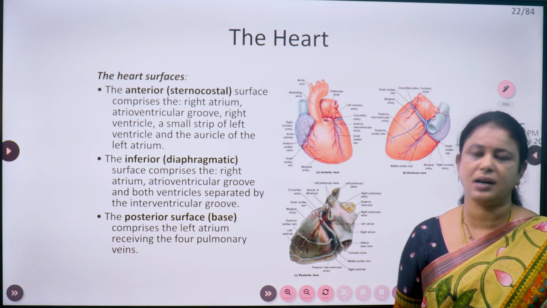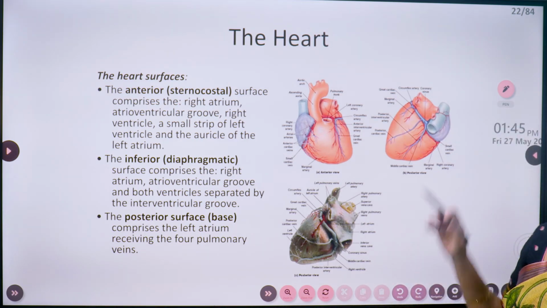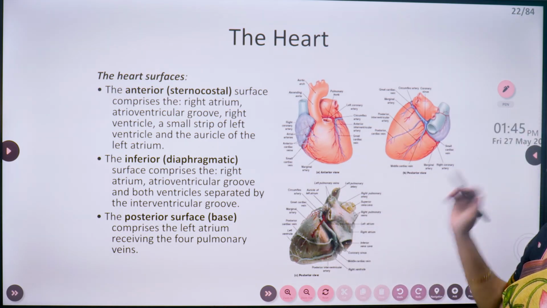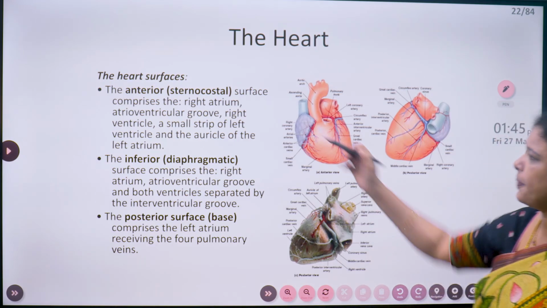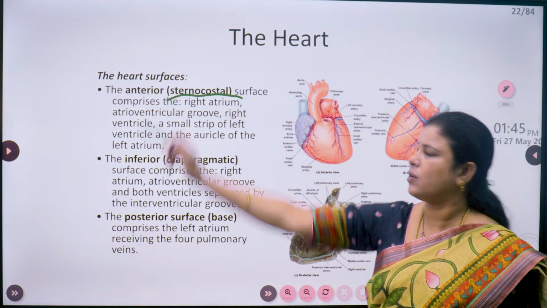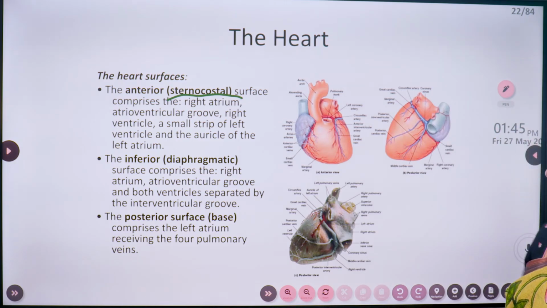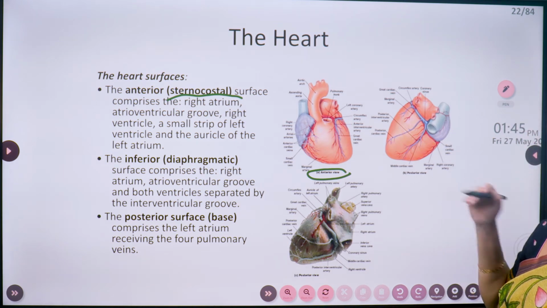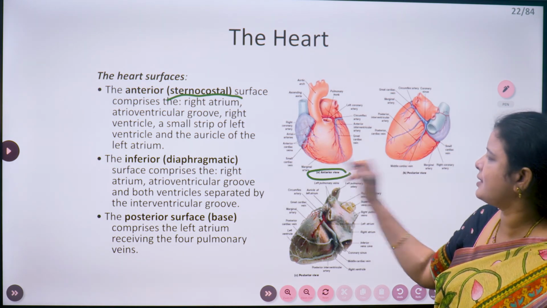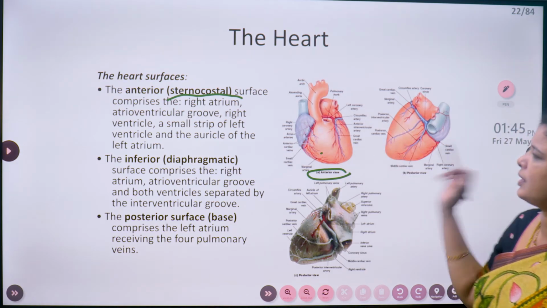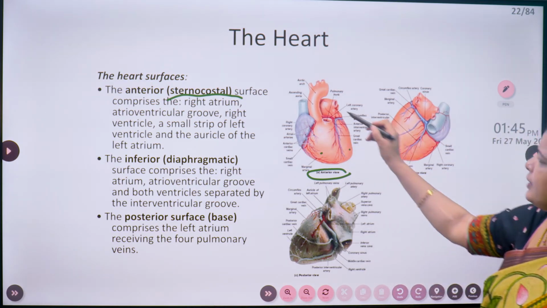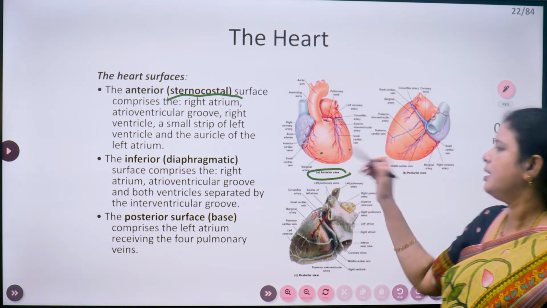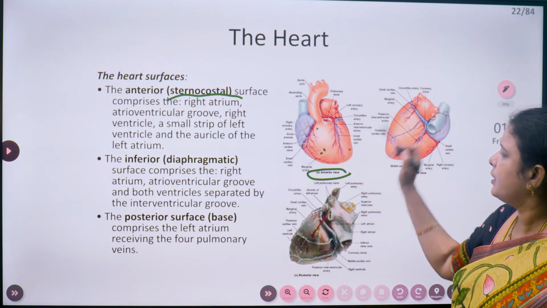So the surfaces of the heart. Coming to the surfaces of the heart, it can be anterior, posterior and inferior. The anterior region is called the sternocostal surface. In the anterior view, it comprises the right atrium and atrioventricular groove, the right ventricle, and the auricle of the left atrium.